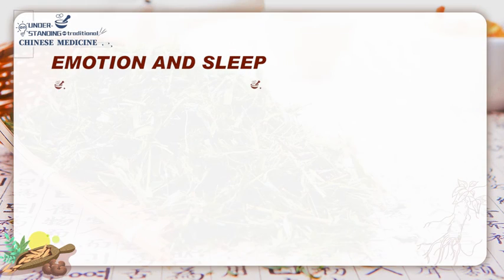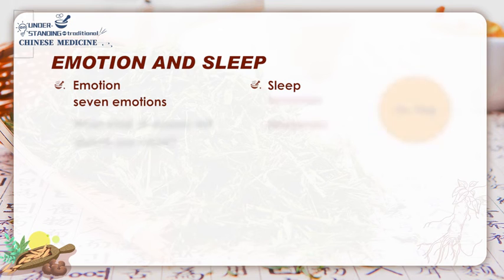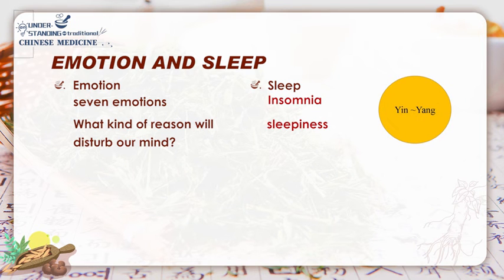The last topic we should talk about is emotion and sleep problems. In the basic series, we became familiar with the seven emotions, which reflect the changes in the zang organs. When abnormal changes last, they become disease causes. Those have been clearly explained in the basic series chapters. So here, we will talk more about the sleep issue.